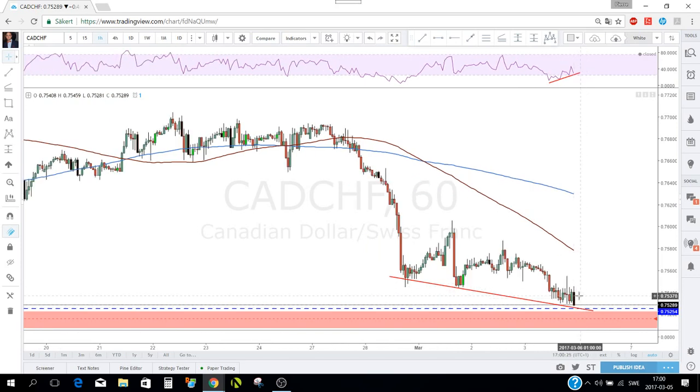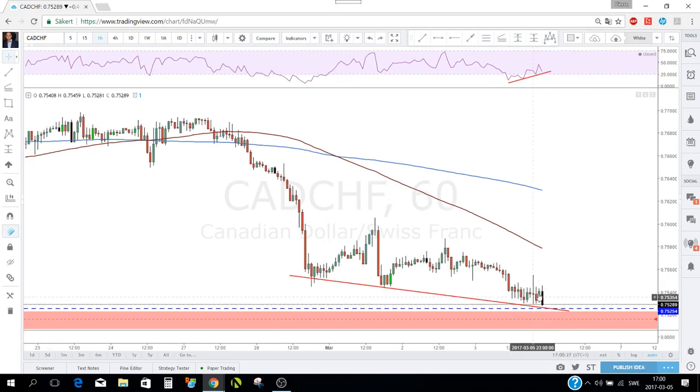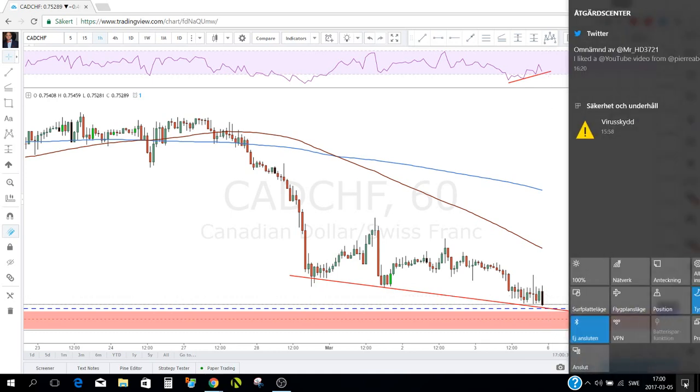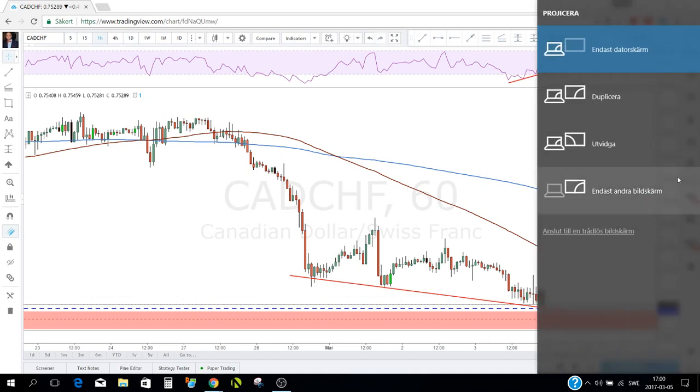For now we got this bearish candle on the 1-hour, but this price movement here was on Friday closing, so nothing to trust when that happened.